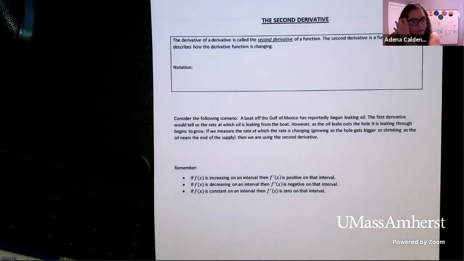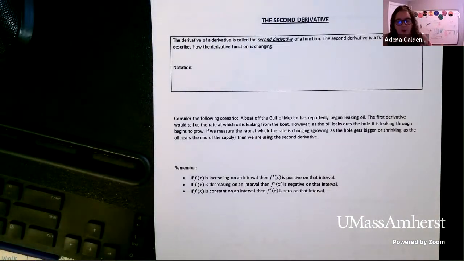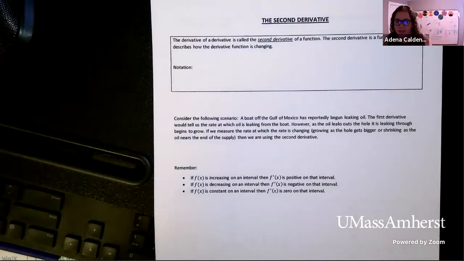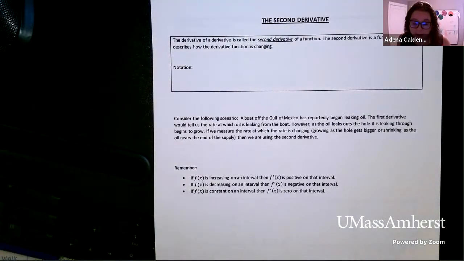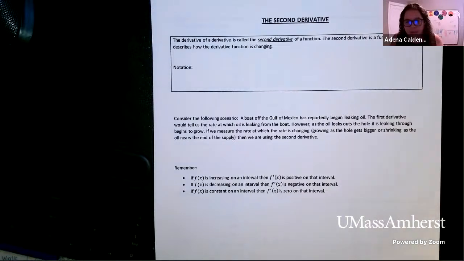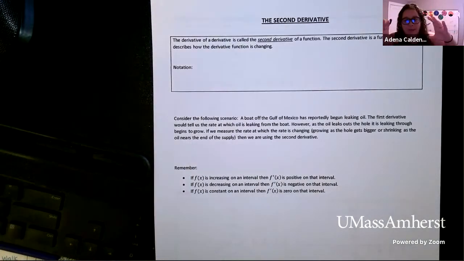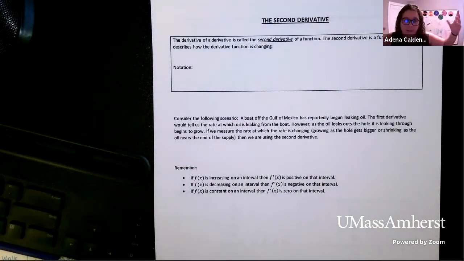A big one that happened recently, or I guess not that recently, right? There was the big oil spill in the ocean. And when that was happening, it started off that people were measuring how quickly the oil was coming out of the bottom of the boat into the ocean to try to figure out how long they had until the whole thing would be emptied into the ocean. That was like the original calculation people were looking at. And that's a first derivative, the rate of change, the rate at which the oil is coming out of the boat, right? But what was happening is that the pressure from the oil was making the hole get bigger and bigger that was in the boat.